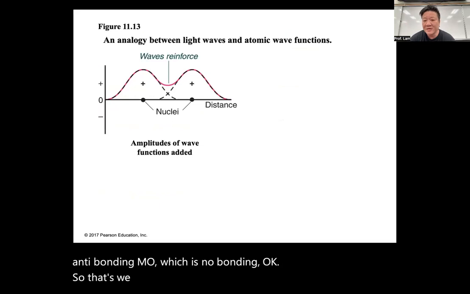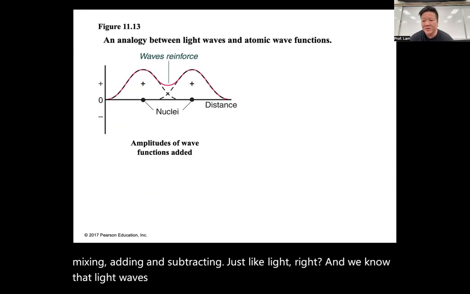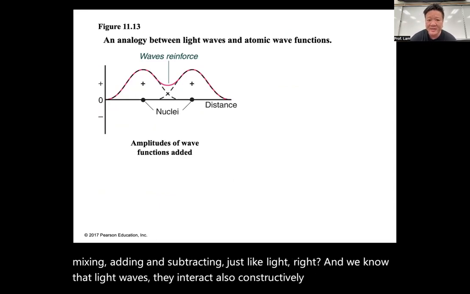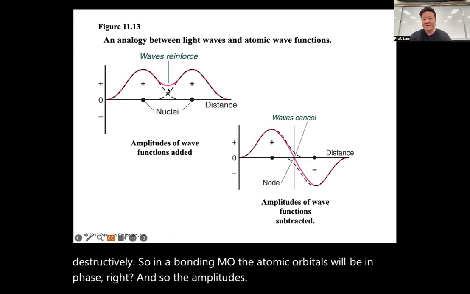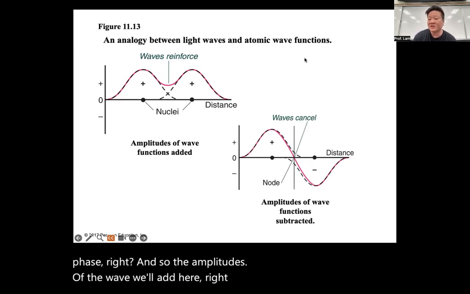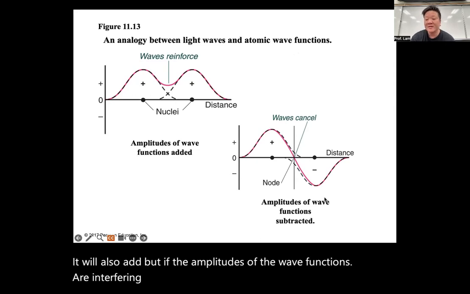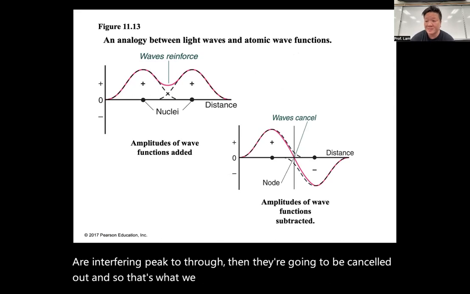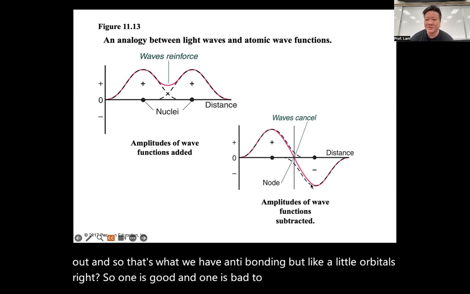We can think of these atomic wave functions colliding or mixing, adding and subtracting, just like light. And we know that light waves also interact constructively and destructively. So in a bonding MO, the atomic orbitals will be in phase, and so the amplitudes of the waves will add. The wave function will also add. But if the amplitudes of the wave functions are interfering peak to trough, then they're going to cancel out. And so that's what we have, anti-bonding molecular orbitals. So one is good, and one is bad for bonding. That's how you can think of it, and those are the boundaries.